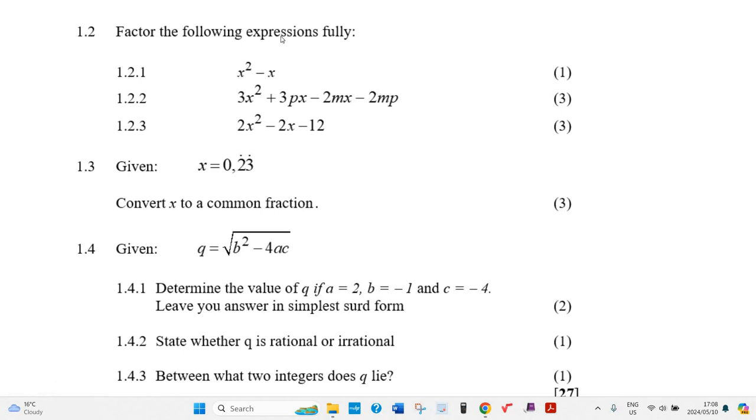Okay, let's try this first question here. It says factor the following expressions fully. x squared minus x. Well, this one, you look at what's in both. It's x, so it's x times (x minus 1), and that's it.